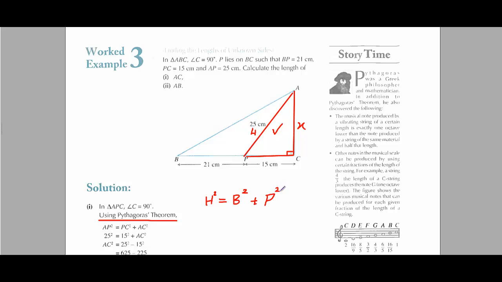So just plug in the values. Hypotenuse is 4, 4 square is equal to base. Let me call any one base. Let's say 15 is base, so 15 square. And we will find x. What is the name of x? AC square. Let me call it AC square.